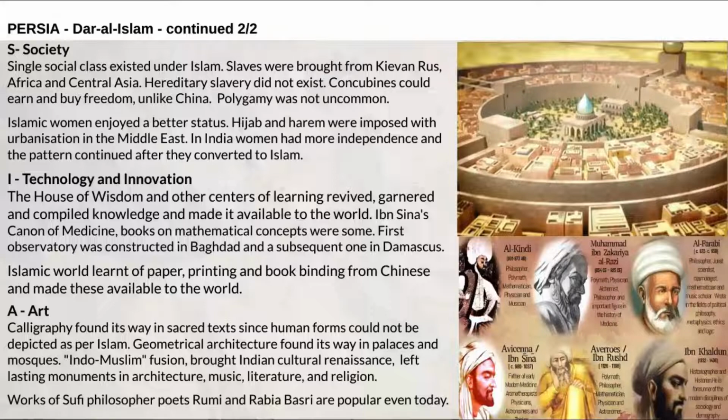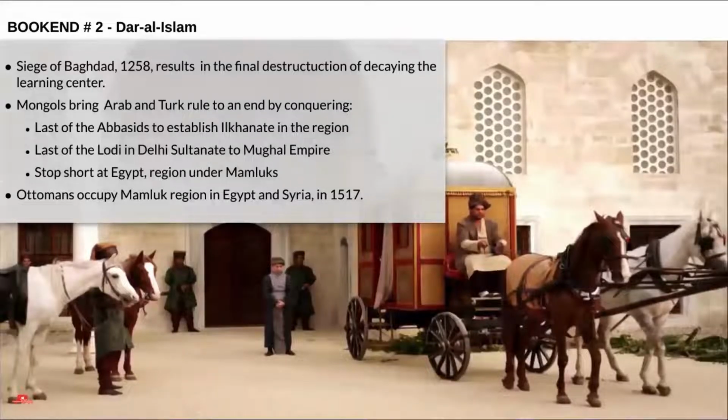Bookend 2. The siege of Baghdad in 1258 results in the final destruction of the decaying learning center. The Mongols bring Arab and Turkish rule to an end by conquering the last of the Abbasids in order to establish the Ilkhanate in the region, the last of the Lodi and the Delhi Sultanate to establish the Mughal Empire, and they just stop short at Egypt, the region controlled by the Mamluks. The Ottomans later occupied the Mamluk region in Egypt and Syria in 1517.